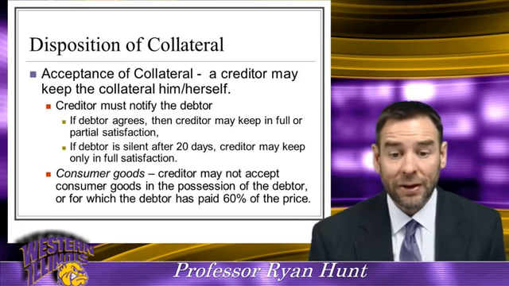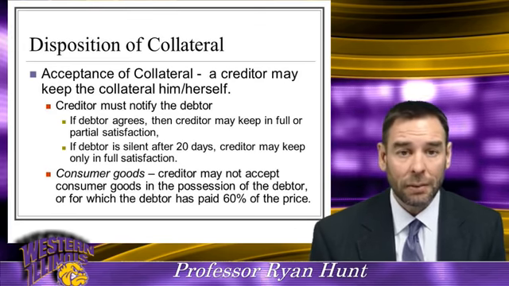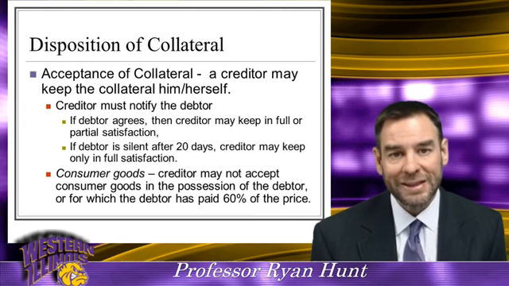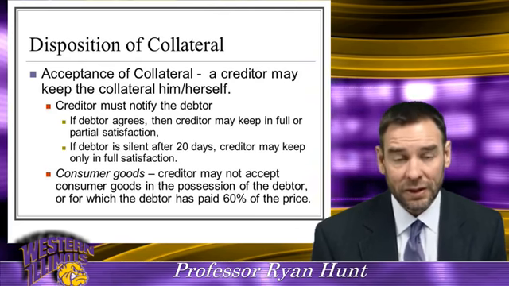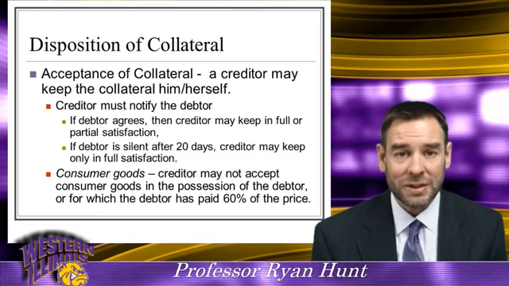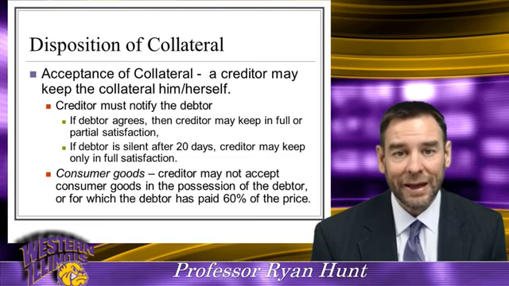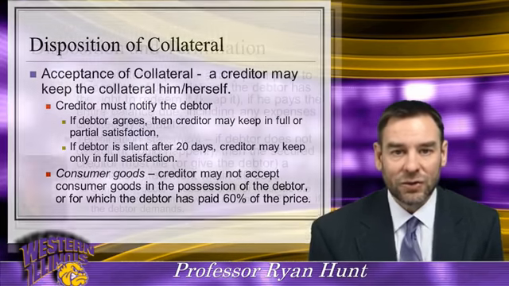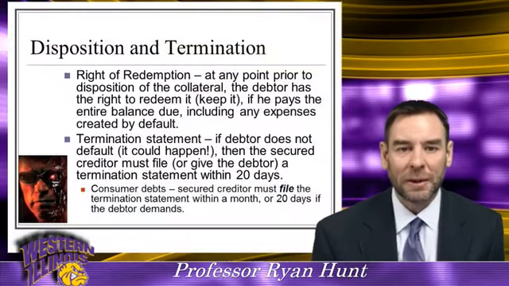Or for which the debtor has paid 60% or more of the purchase price. So even if it's consumer goods and it's not in possession of the debtor, and the debtor has paid more than 60%, as a creditor, I can't go repossess it and keep it. I've got to sell it. I can't keep it in satisfaction of the debt. So just watch those rules a little bit.